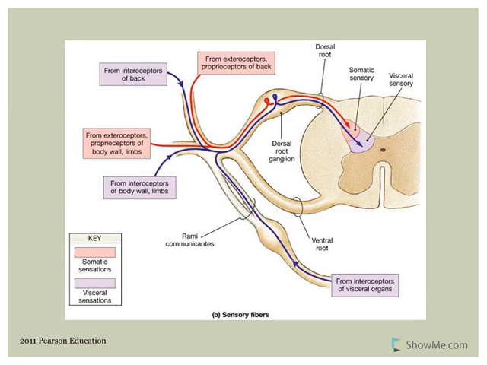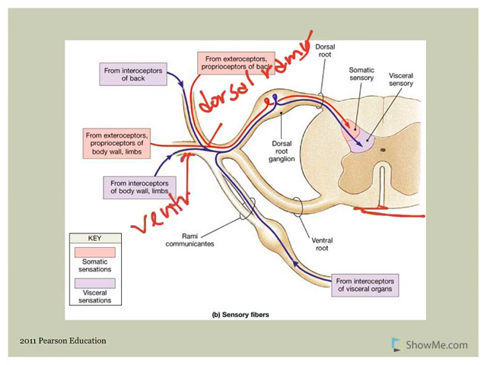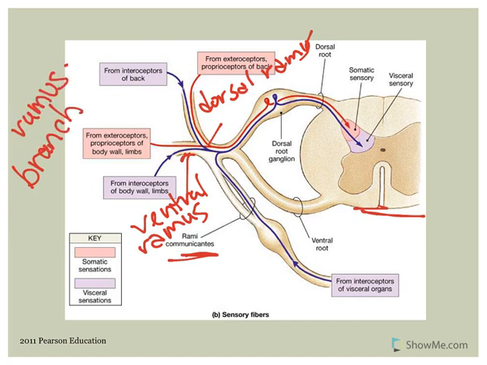This is showing you, here's the spinal cord, here's the spinal nerve. The spinal nerve is going to branch into a dorsal ramus, a ventral ramus, and we have this thing called rami communicantes. Ramus means branch, okay? Ramus equals branch. If I use the term rami, that's plural for ramus, okay?